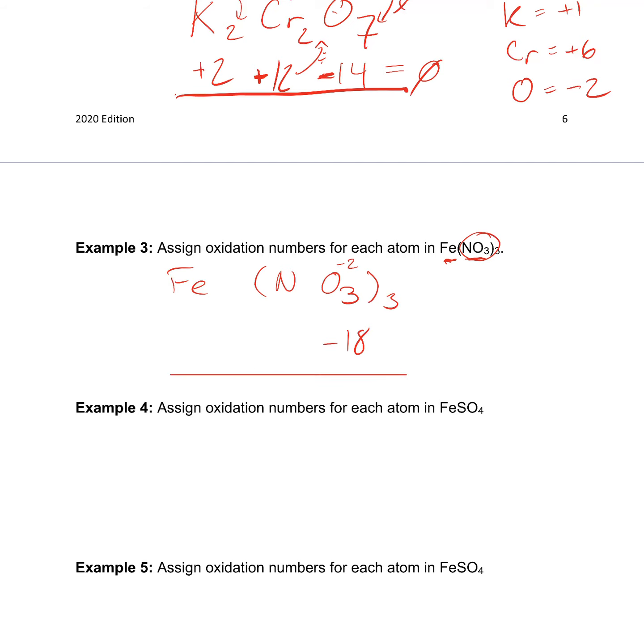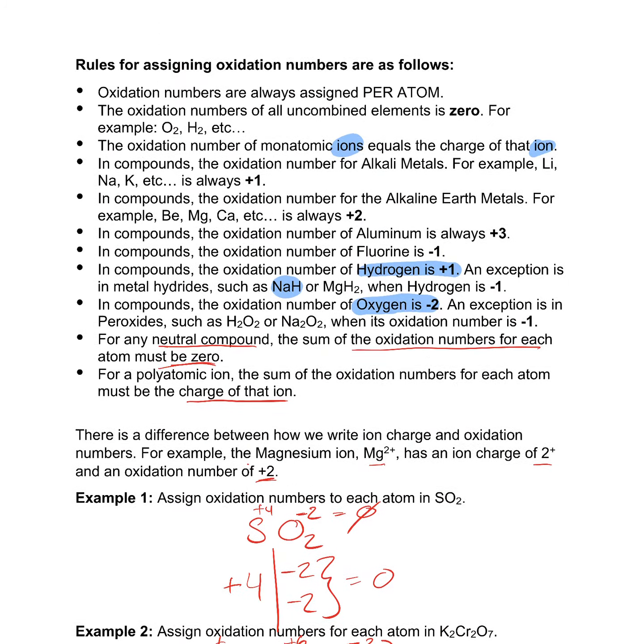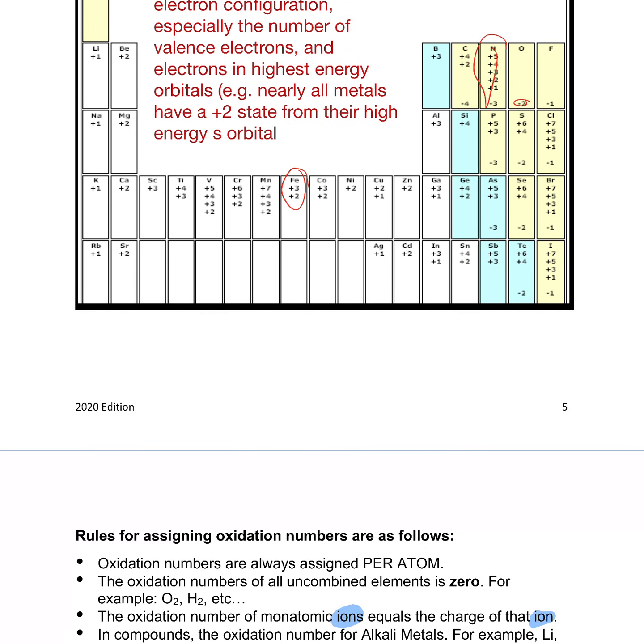So what values should we put for the nitrogen? There are 3 of them. So whatever that is, we need 3 of them. It's probably a positive number. So let's go back to the nitrogen and see what kind of positive values it can have. It looks like it can have values from 1 to 5, whereas the iron has from 3 to 2.